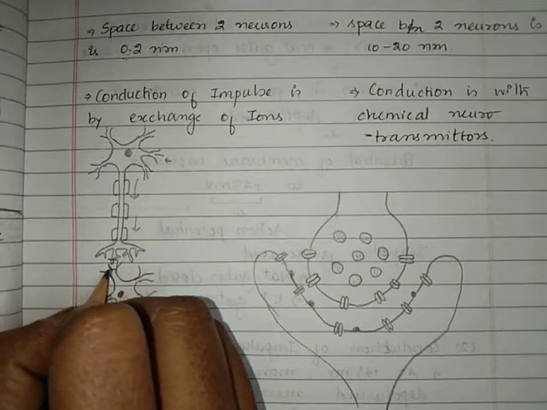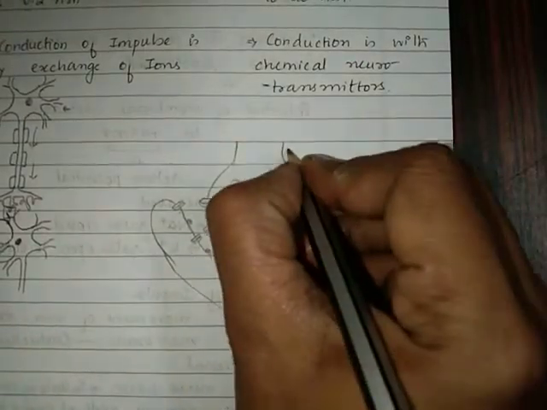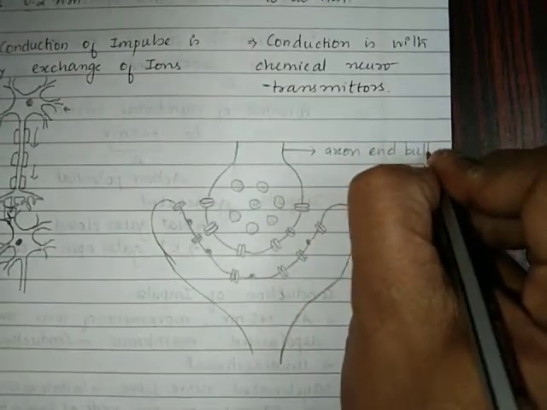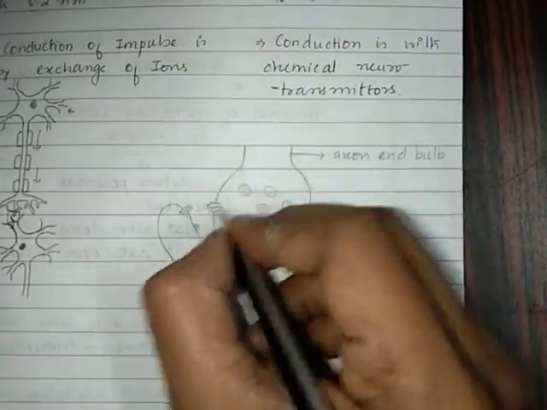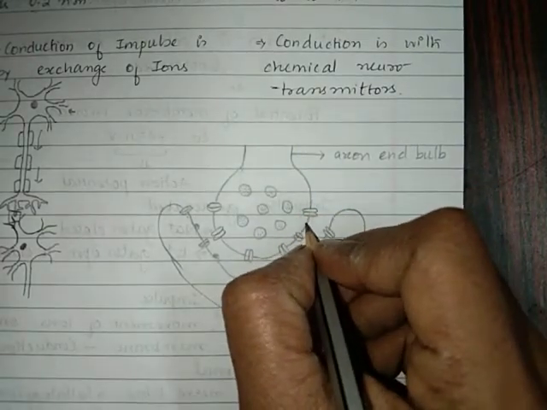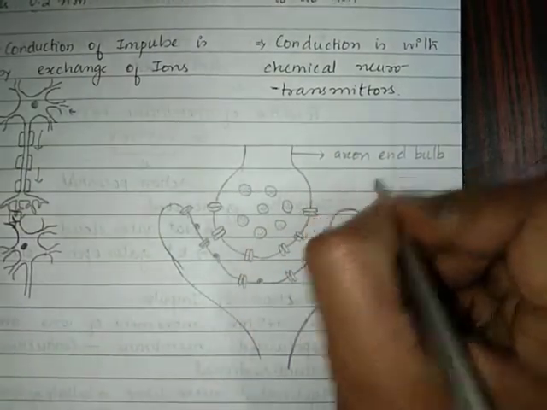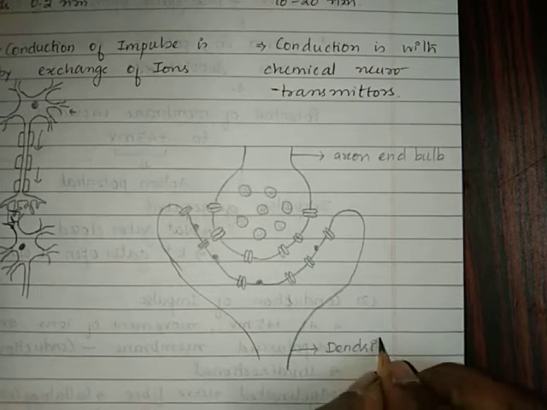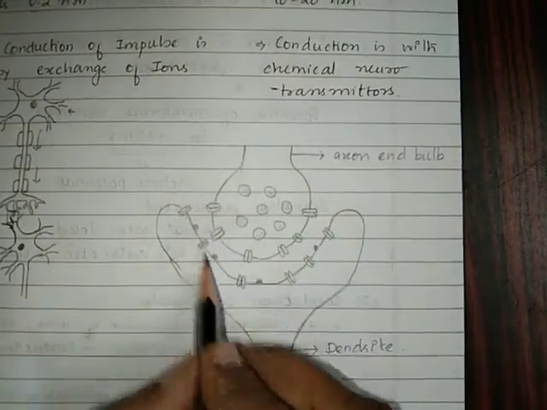So here this part of the neuron alone is being magnified. This part is the axon end bulb, and this axon end bulb has a membrane, that is the plasma membrane of the axon end bulb, which is coming into contact with the dendrite of the next one. So this is the axon of one neuron, this is the dendrite of the next neuron. This is the part of the axon that is coming into contact with the dendrite of the next one.